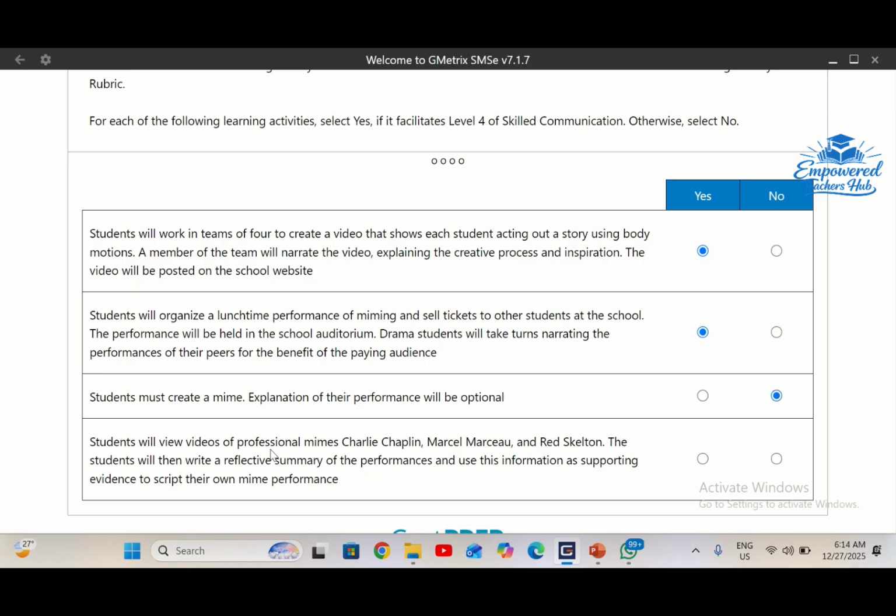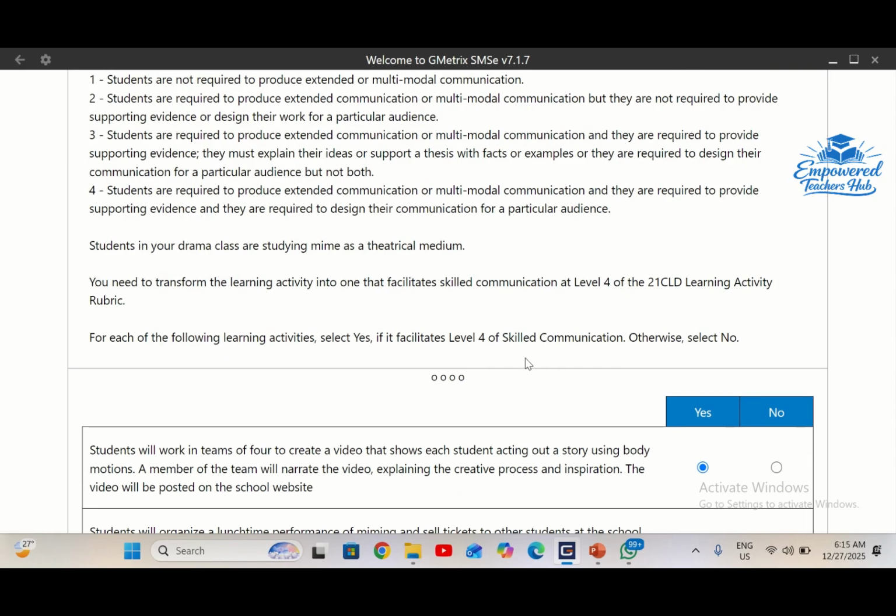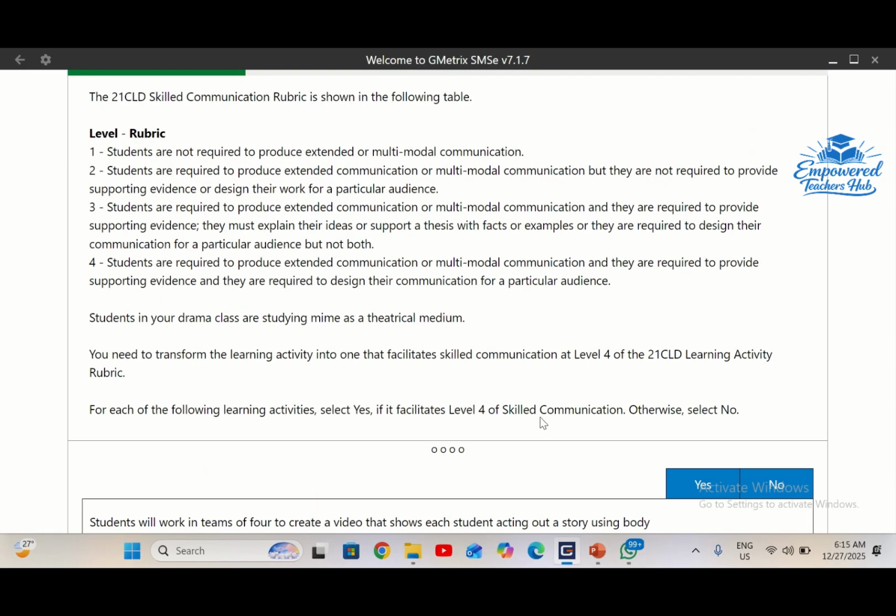Students will view videos of professional mimes, Charlie Chaplin, Marcel Marceau, and Red Skelton. The students will then write a reflective summary of the performances and use this information as supporting evidence to script their own performance. No, this does not facilitate level 4 skill communication.